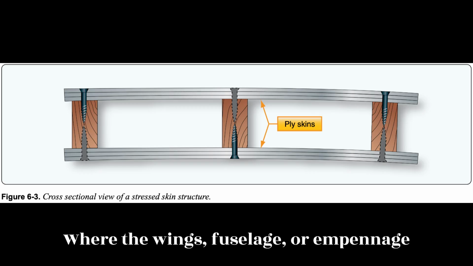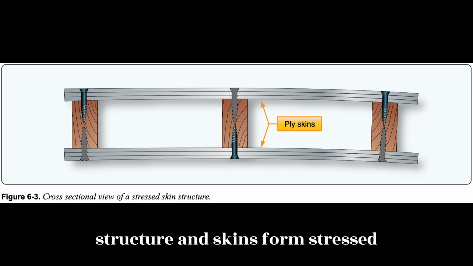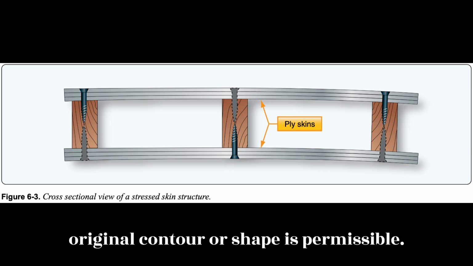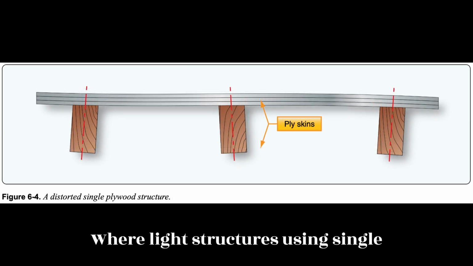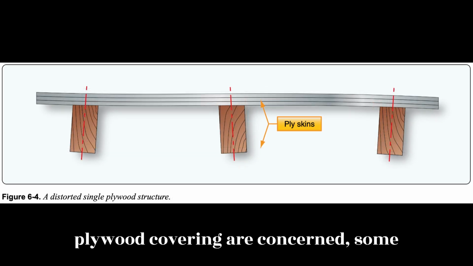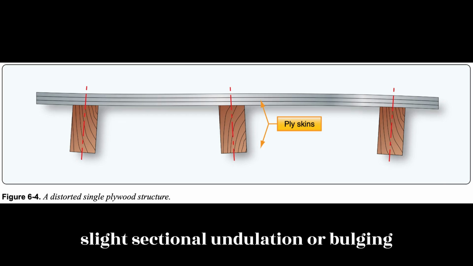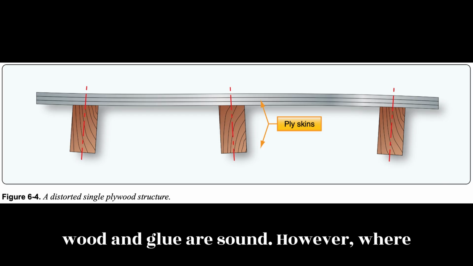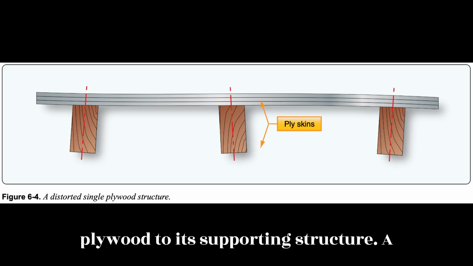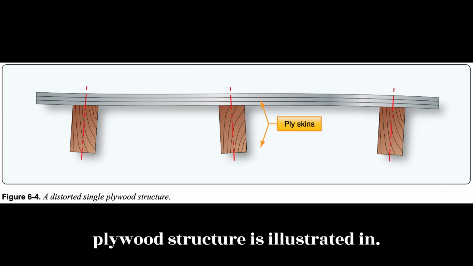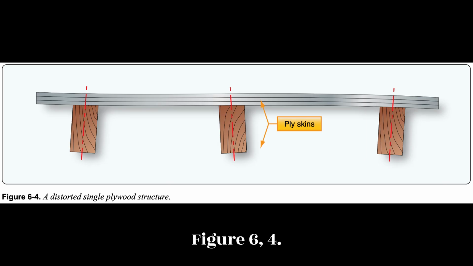Where the wings, fuselage, or empennage structure and skins form stressed structures, no departure from the original contour or shape is permissible. Figure 6.3. Where light structures using single plywood covering are concerned, some slight sectional undulation or bulging between panels may be permissible if the wood and glue are sound. However, where such conditions exist, a careful check must be made of the attachment of the plywood to its supporting structure. A typical example of a distorted single plywood structure is illustrated in Figure 6.4.